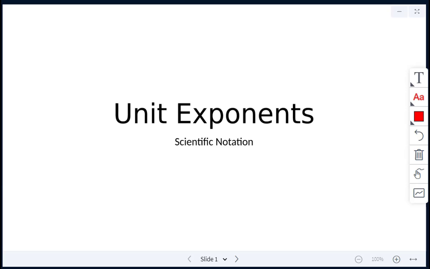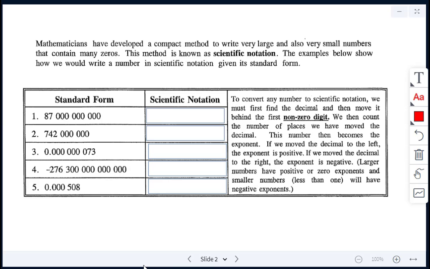Today's lesson in exponents is scientific notation. Mathematicians developed this method of writing very large and very small numbers in a compact form. You will be using this a lot more as you get into science, because you'll be studying atoms and things like that, so very, very small numbers. So we have to be able to put them into this method called scientific notation. All it is, is moving the decimal place.